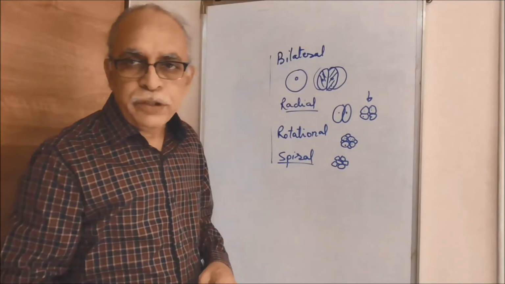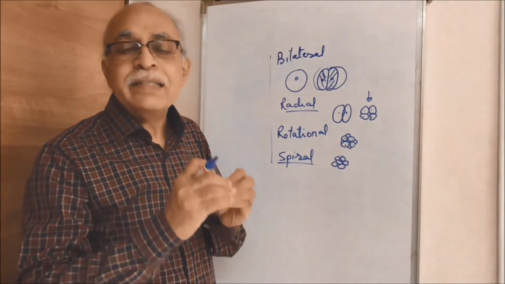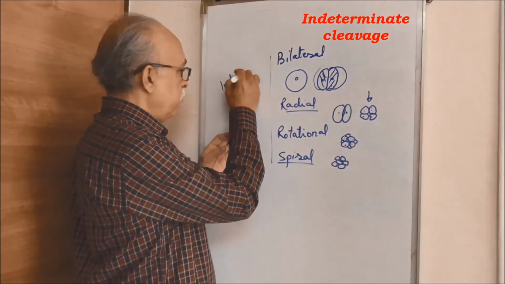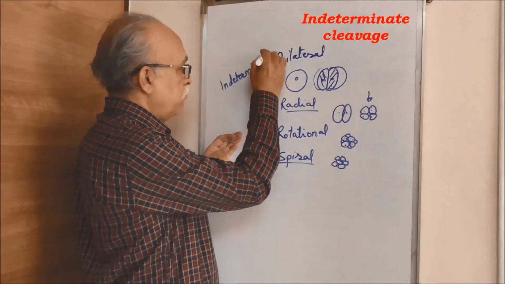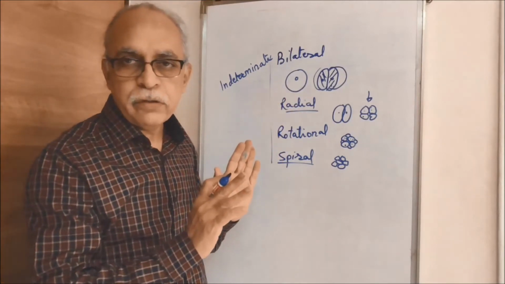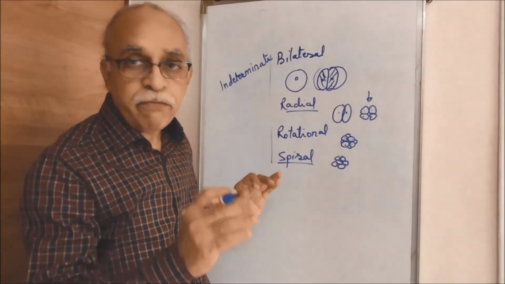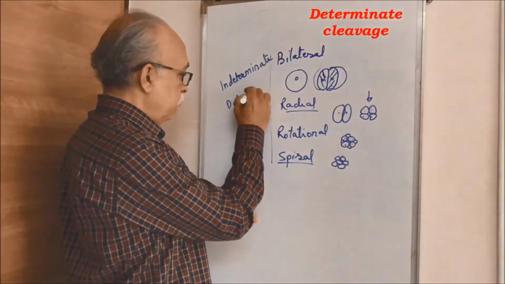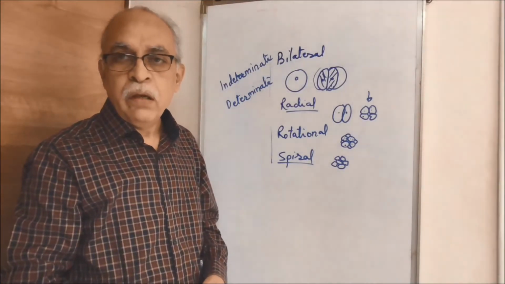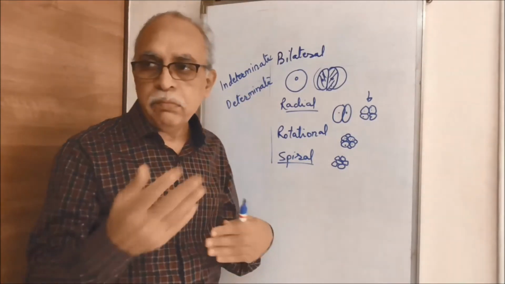Here, if you talk about the blastomeres, up to a particular stage, the fate of the cell, the future of the cell is yet to be defined. We call these indeterminate cleavages. The fate is not defined yet. Whereas if these cells have a defined future, defined fate, then you call that determinate cleavage. That's how cleavages can be defined on the basis of symmetry and fate of the cells.